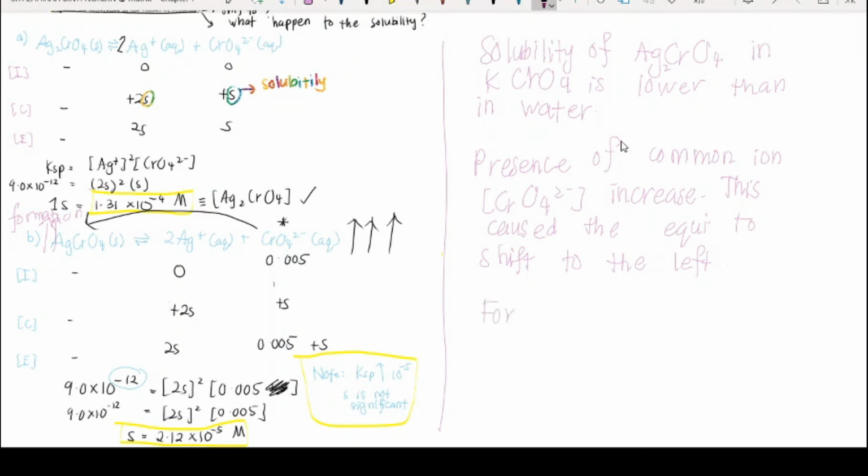Okay, so formation of Ag2CrO4 increases. So more solid will be formed. So, okay, remember class, more solid is formed. So your Ag2CrO4 is less soluble. So this will cause solubility to decrease.